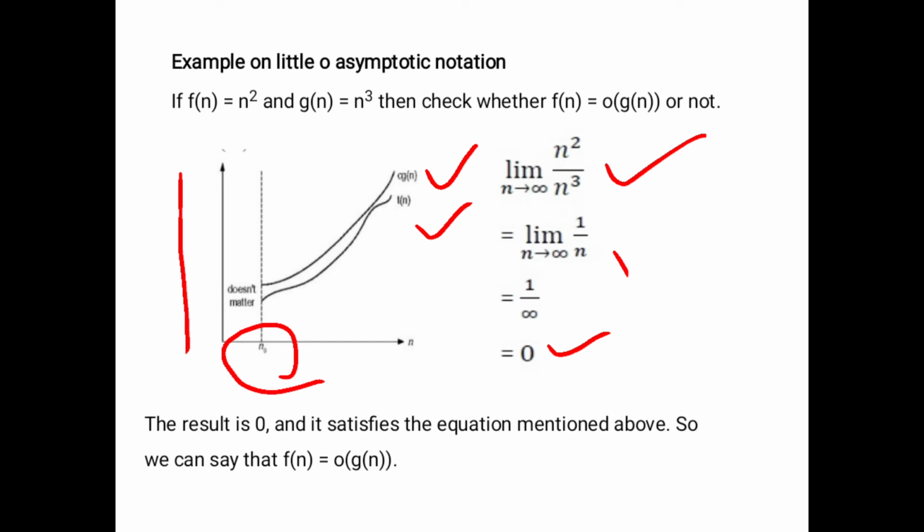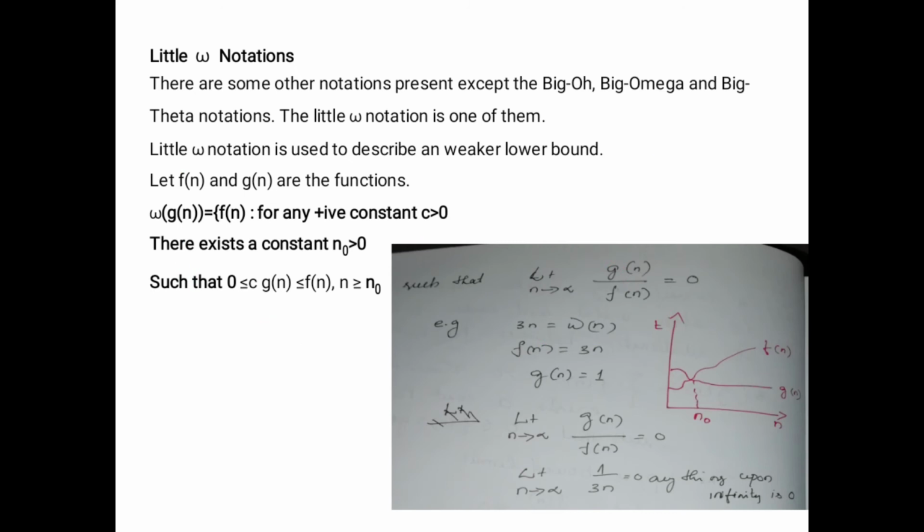So there are two concepts given here, and that is little o asymptotic notation. Then let's go to little omega notation. There are some other notations besides big O, big omega and big theta, and little omega notation is one of them. So what is it? Little omega notation is just the reverse of little o notation.